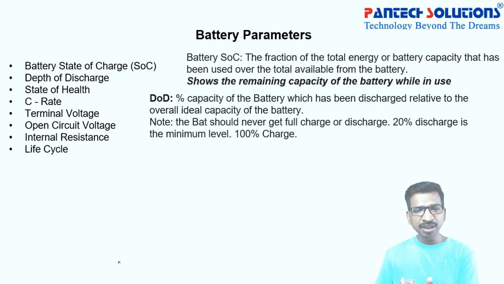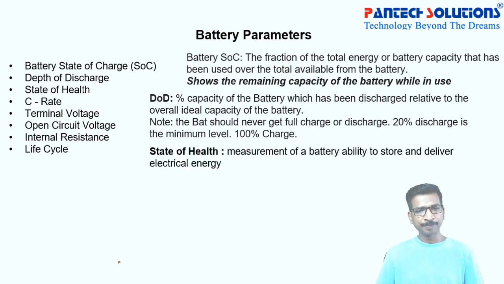And similarly, depth of discharge. Depth of discharge is nothing but the percentage capacity of the battery which has been discharged relative to the overall ideal capacity of the battery. And here, generally the depth of discharge should be allowed from 20% to maximum 80%. You should not allow it to go to 0%, from 20 to 0.